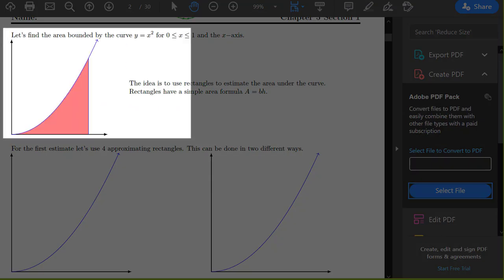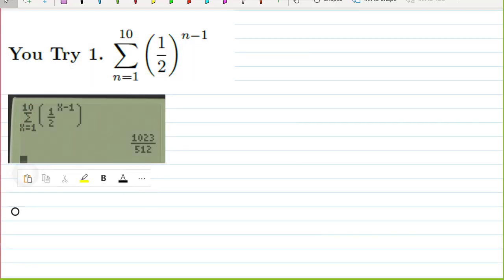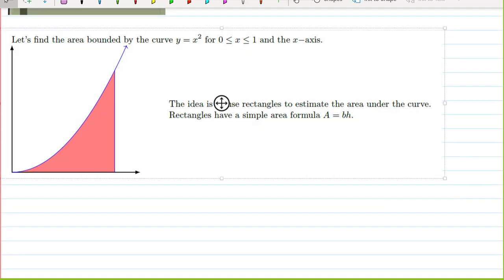with the following question and see what we can do. So we want to find the area bounded by the curve y equals x squared for x between 0 and 1 and the x-axis. So if we were to draw a graph, we have our parabola, or the part of our parabola between 0 and 1, which is this, and then dropping down to the x-axis, we get this. We want to find the area of this region.